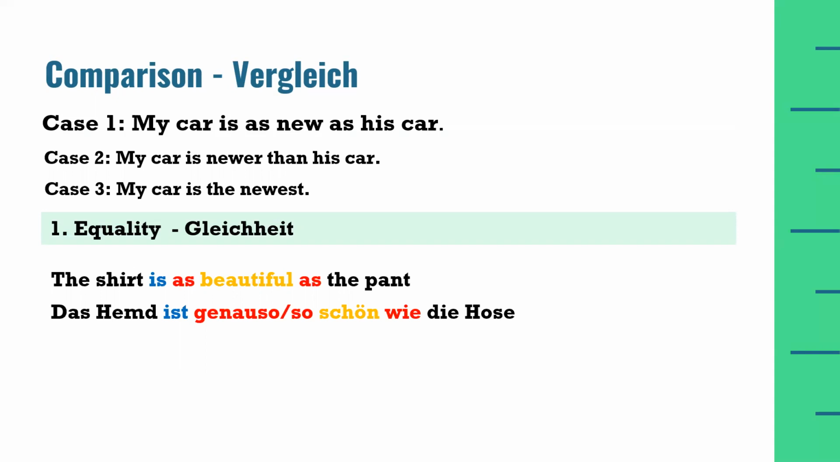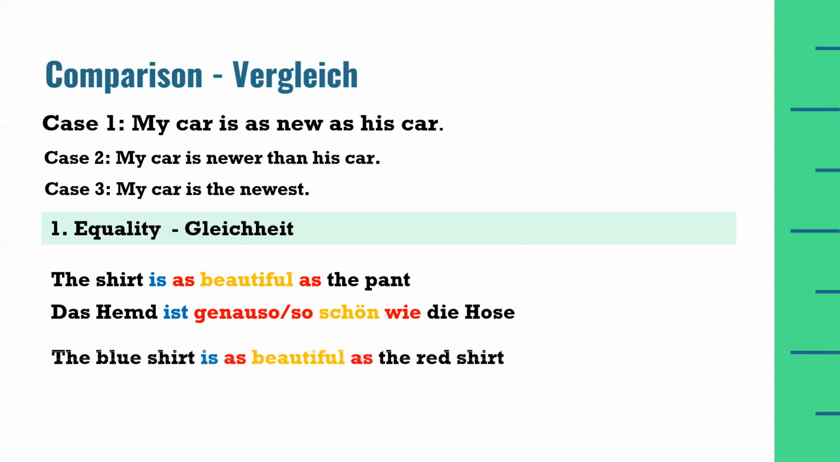If we look at the sentence structure in German, "das Hemd": because Hemd is a neuter noun, it has the definite article "das". Then comes "ist", which is the simple translation of "is" in German. And for the phrase "as beautiful as", we use either "genauso schön wie", or we can also use "so schön wie". And then comes the second object. The second object here is the pant, and for that we use "die Hose", because Hose is a feminine noun in German.